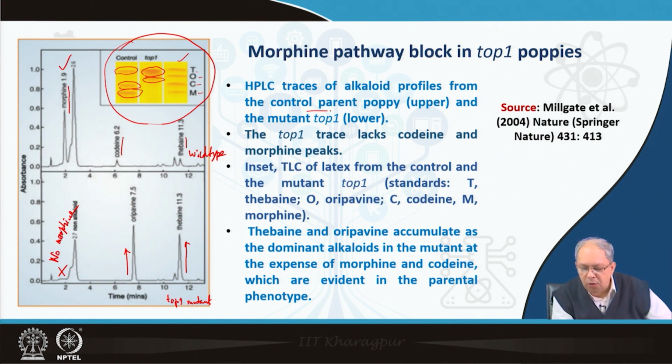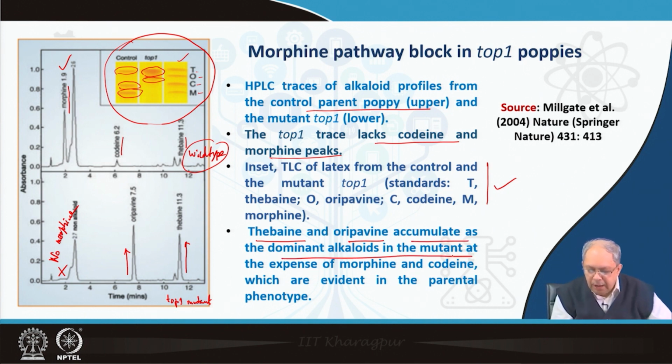The upper one is the control parent, which I have written as the wild type, and the bottom one is the mutant, and the top 1 trace lacks any codeine and morphine, it is not there, as in the TLC results I have analyzed. So, thebaine and oripavine accumulate as the dominant alkaloids in the mutant, at the expense of morphine and codeine, which are evident in the parental phenotype.